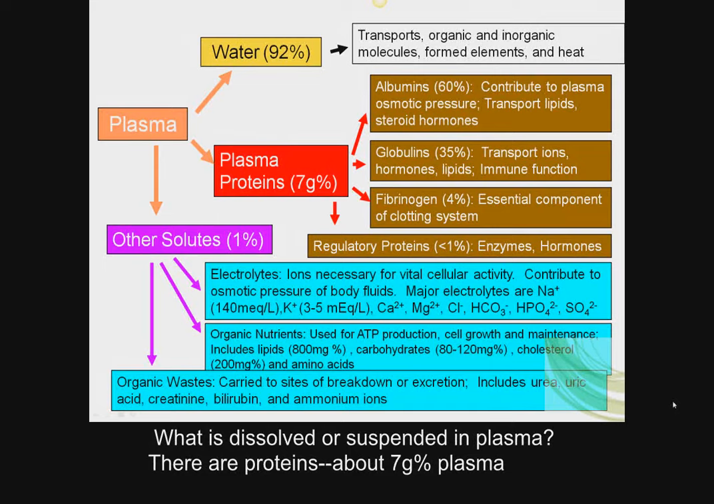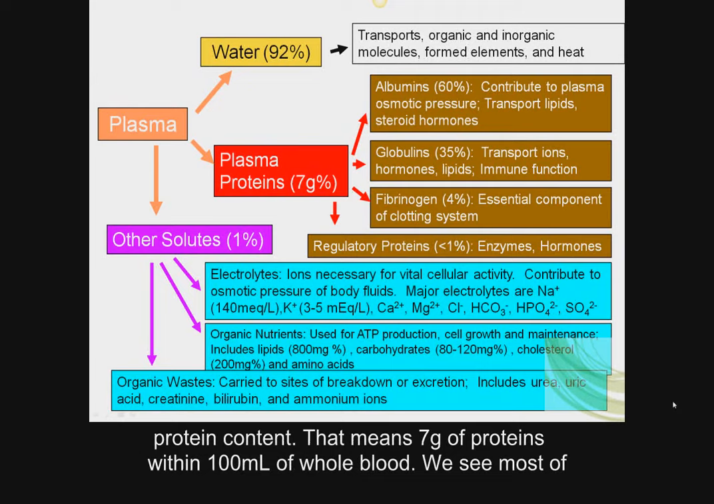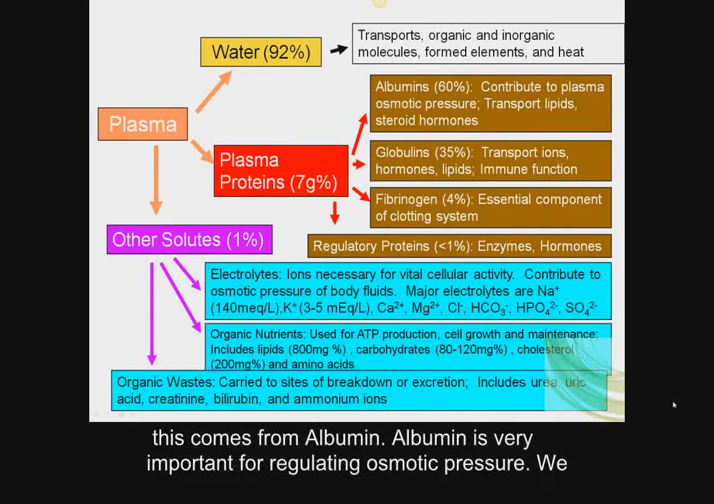What is dissolved or even suspended in plasma? There are proteins, about 7 grams percent plasma protein content. That means 7 grams of proteins within 100 milliliters of whole blood. We see most of this comes in the form of albumin.